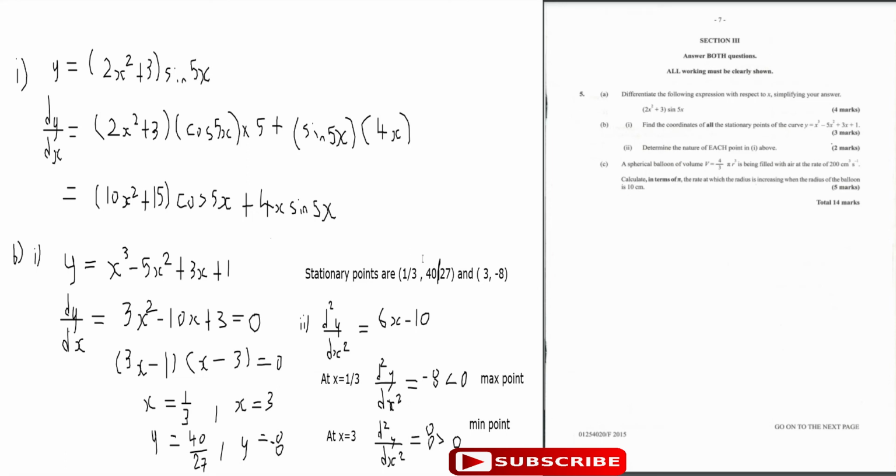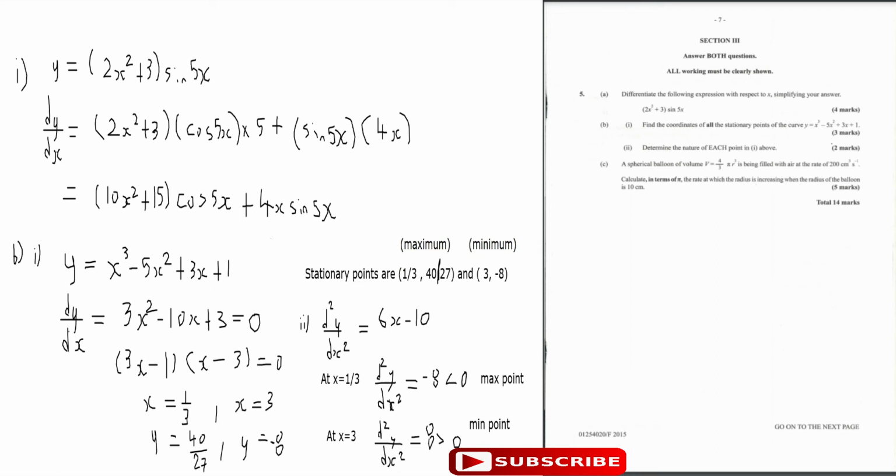So we can tell them this, 1 over 3, 40 over 27, is a maximum point. And 3, negative 8 is the minimum point. That's it. Nice and easy.